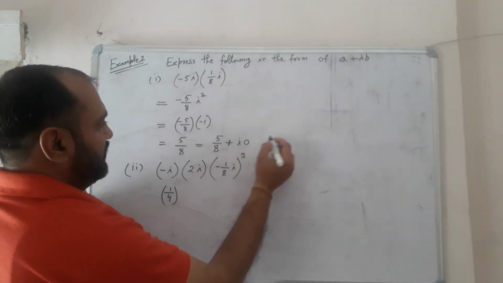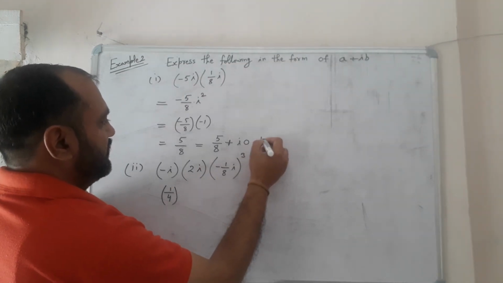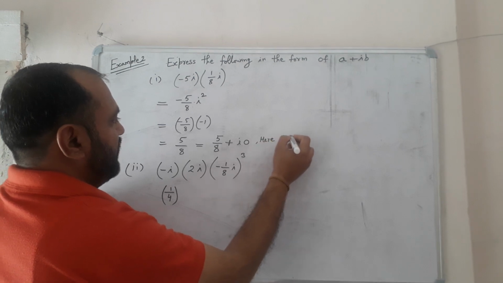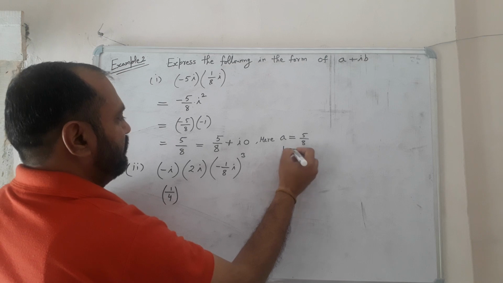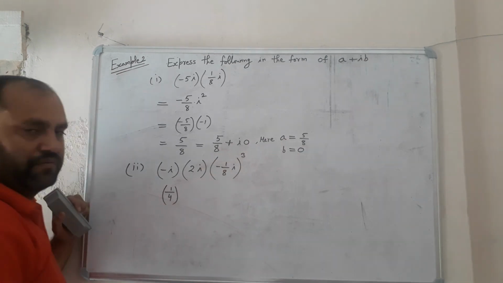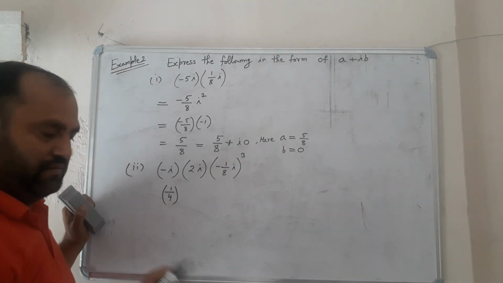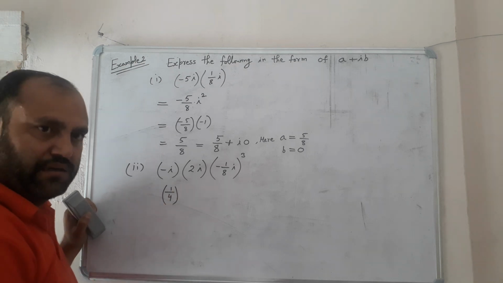So here the value of a is 5 by 8 and the value of b is 0, right? So come to the next part.